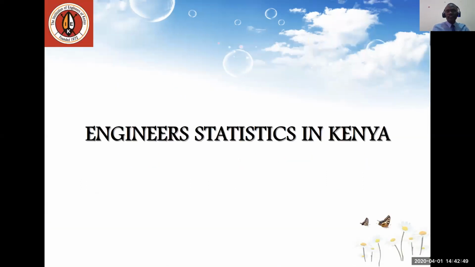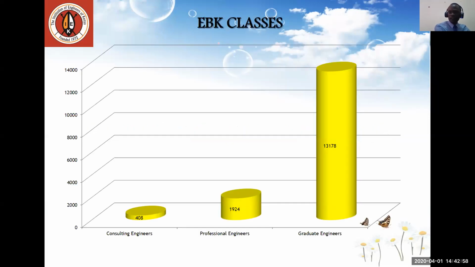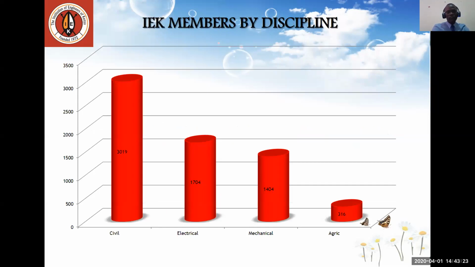Now, I want to start by giving some statistics about the profession of engineering in Kenya currently. From the EBK point of view, we have 2,332 registered engineers. This is the data as of December 2019. Out of these 2,332, 408 are consulting engineers, 1,924 are professional engineers, and 13,178 graduate engineers.